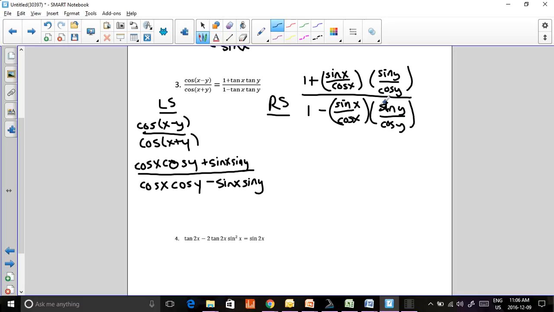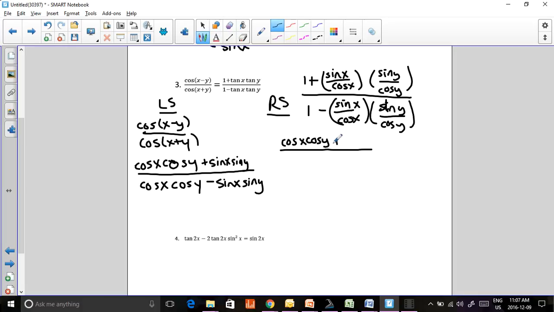Okay, let's take a look. That's all I did. So now I have 1 plus a fraction and 1 minus a fraction, so we need to get a common denominator. This has a denominator, when you multiply it through, of cos x cos y. So 1 will be cos x cos y divided by cos x cos y, right?